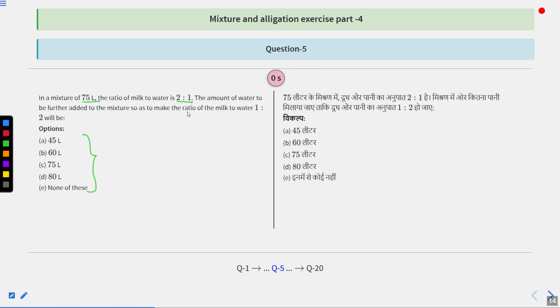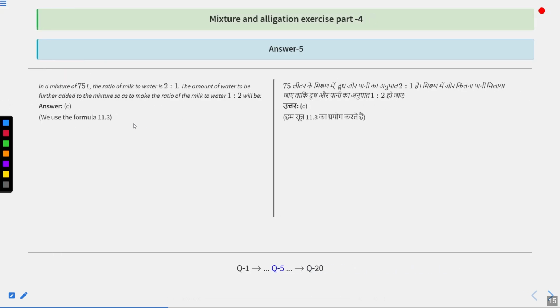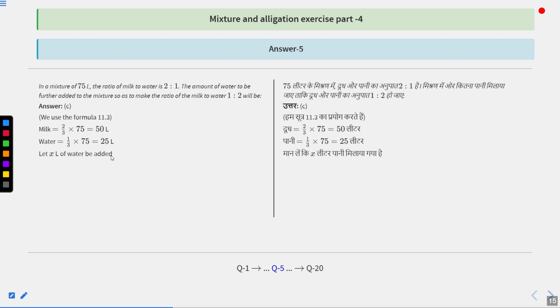Now time's up. Let's see the solution. We are going to use formula 11.3. So this is 3 unit, the ratio of milk and water is 2:1. So this 3 unit is equal to 75. So what will be the value of milk? 2 by 3 into 75, which is 50 liter. So we can calculate the water, which is 1 by 3, or we can say 75 minus 50, we get 25 liter. So let x liter of water be added.